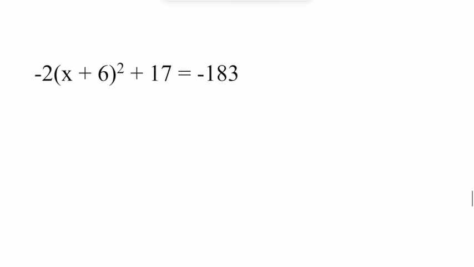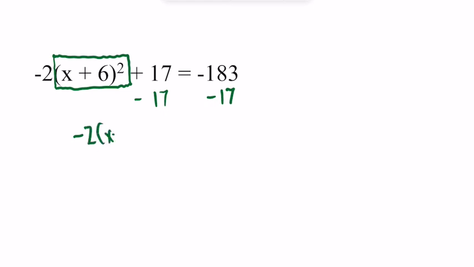So here, the thing that's being squared is just the x plus 6. We need to isolate x plus 6 squared. So our first step is to subtract 17 from both sides. This leaves us with negative 2 times x plus 6 squared is equal to negative 183 minus 17, which is negative 200.